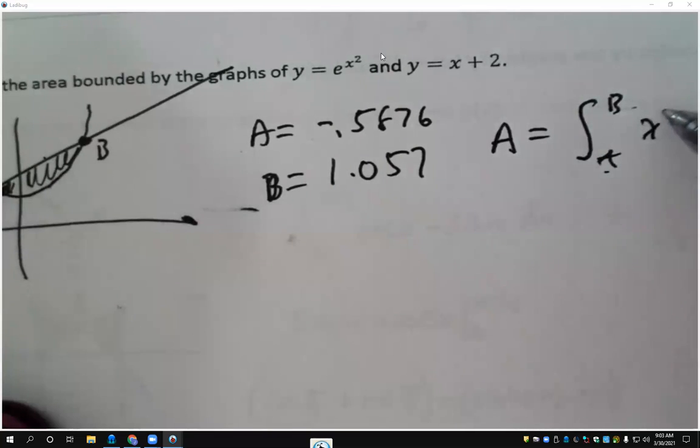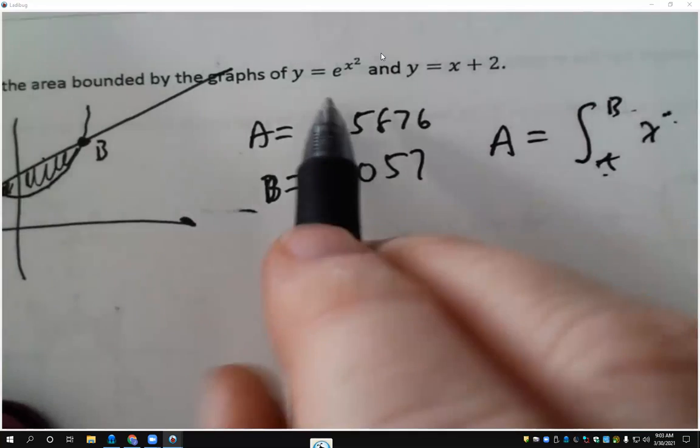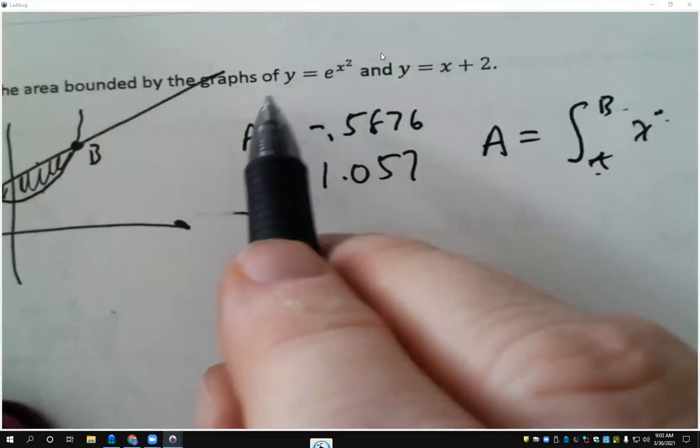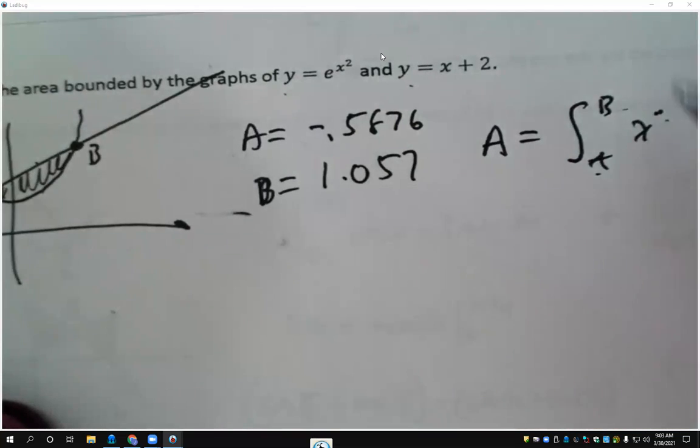I can just say, well, I have to write them out. If they don't call these f of x and g of x and they call them both y, you have to write them out. Okay. So it's x plus 2 minus e to the x squared dx.